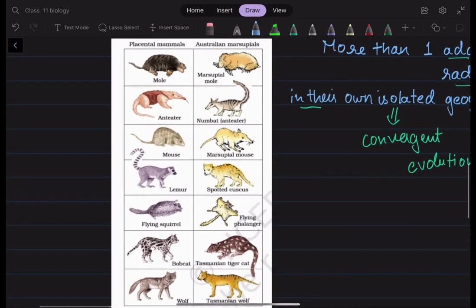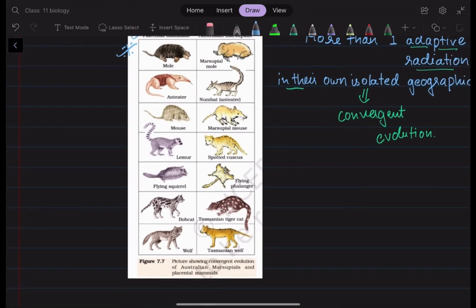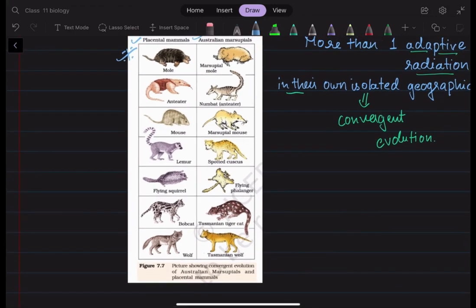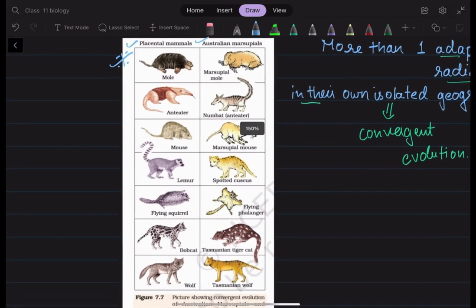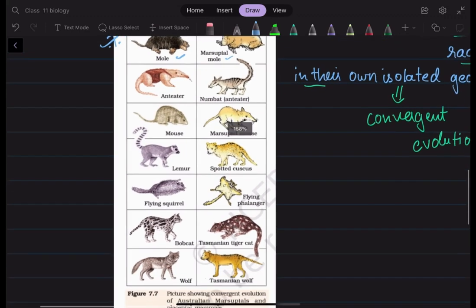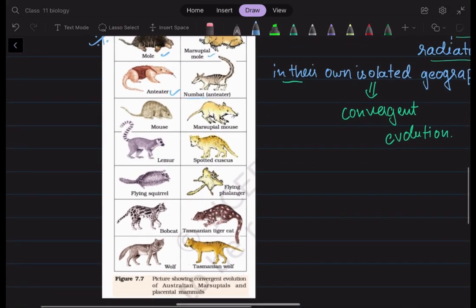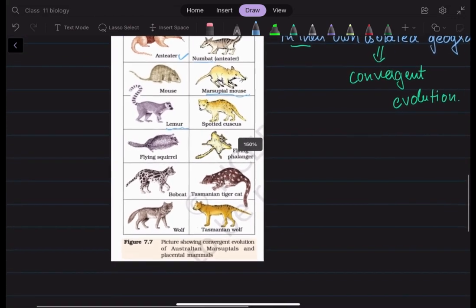Here you can see we have the placental mammals and Australian marsupials. This table is extremely important as it depicts the corresponding Australian marsupials and placental mammals. So we have mole, marsupial mole. The corresponding Australian marsupial for anteater will be the numbat, and for mouse, marsupial mouse. For lemur, we have spotted cuscus.